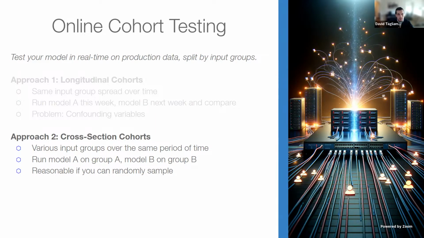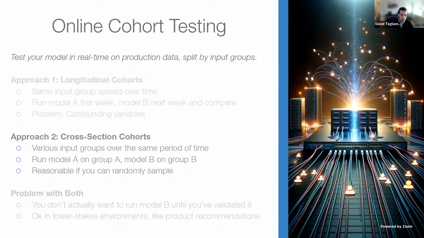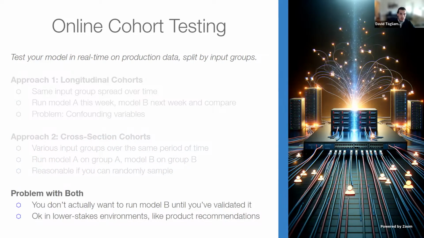And this can be quite reasonable if you can randomly sample. But there's a pretty critical flaw for both of these approaches, which is, especially in these very sensitive applications, you don't want to run model B until you've validated it.